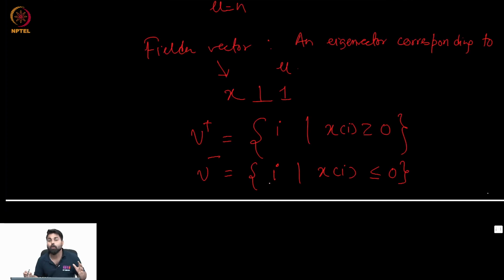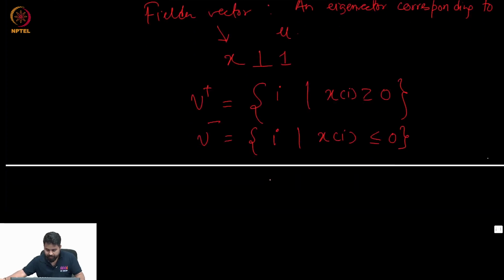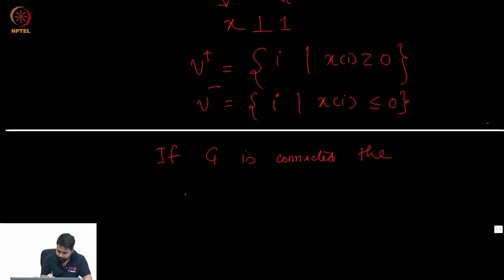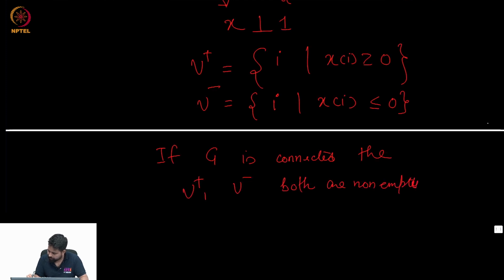And by the way, if the graph is connected, then both of these have to be non-empty. So if G is connected, then V plus and V minus are both non-empty. Why is it so? It's due to this fact.